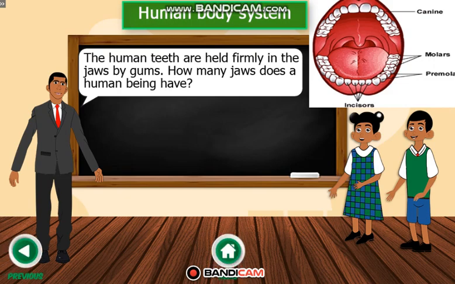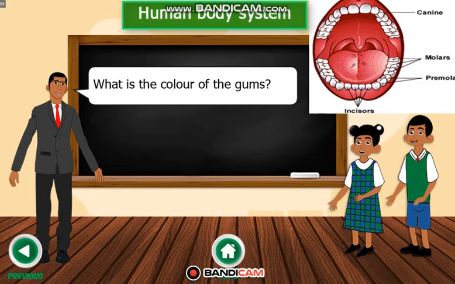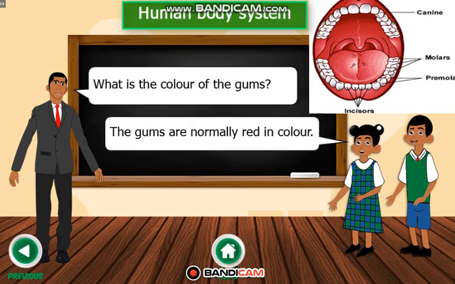How many jaws does a human being have? There are 2 jaws in a human being. What is the color of the gums? The gums are normally red in color.